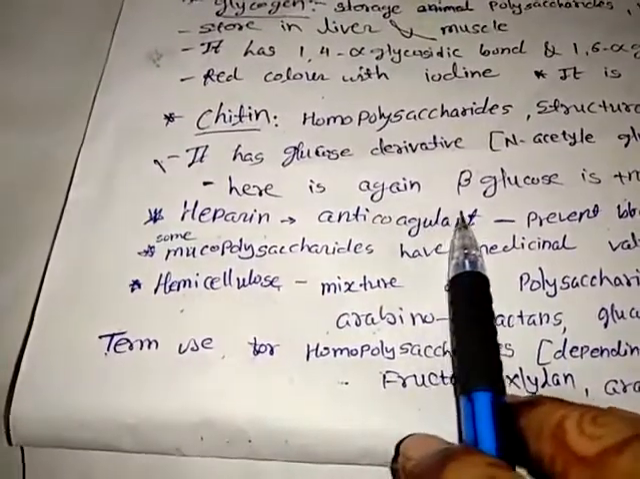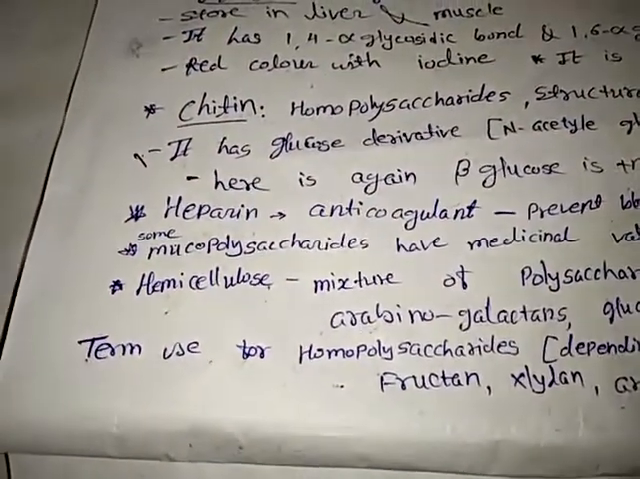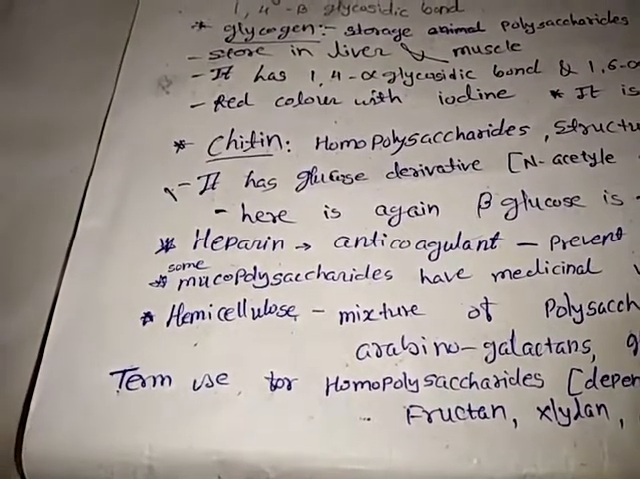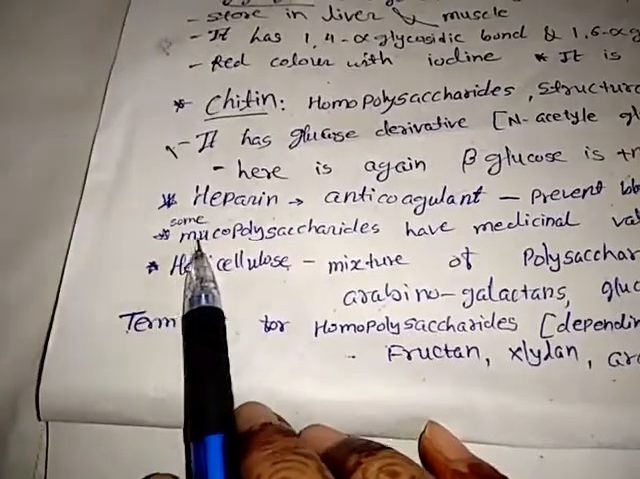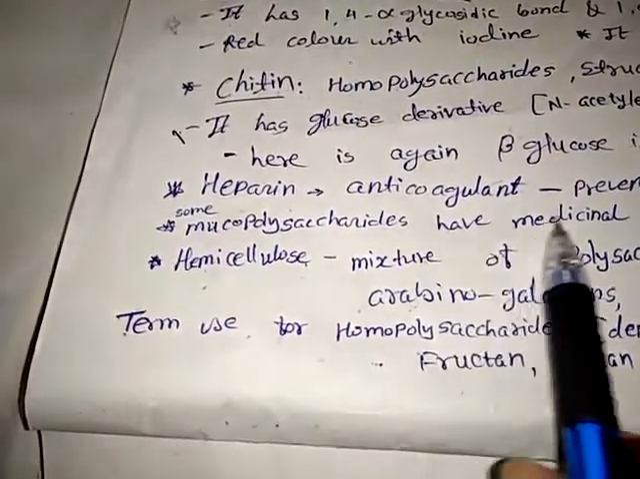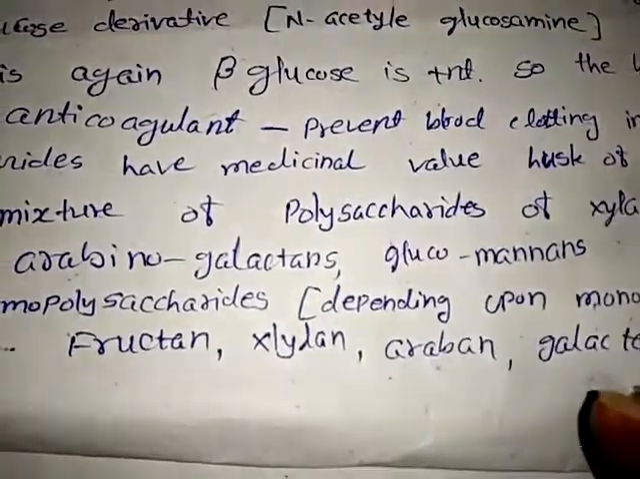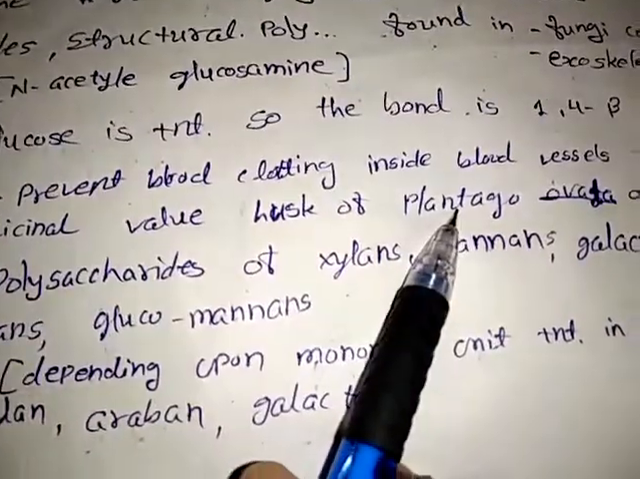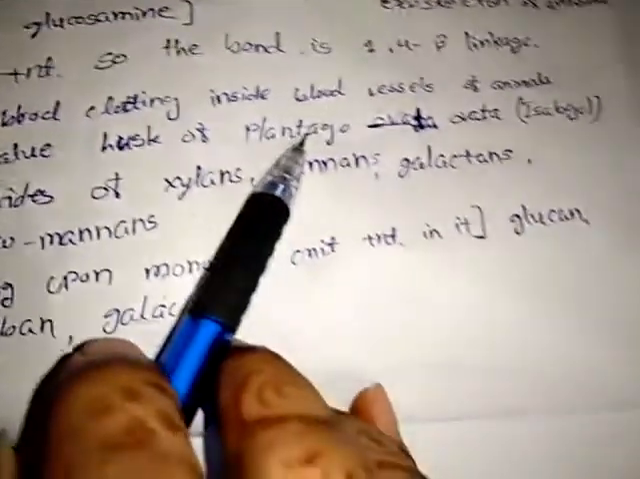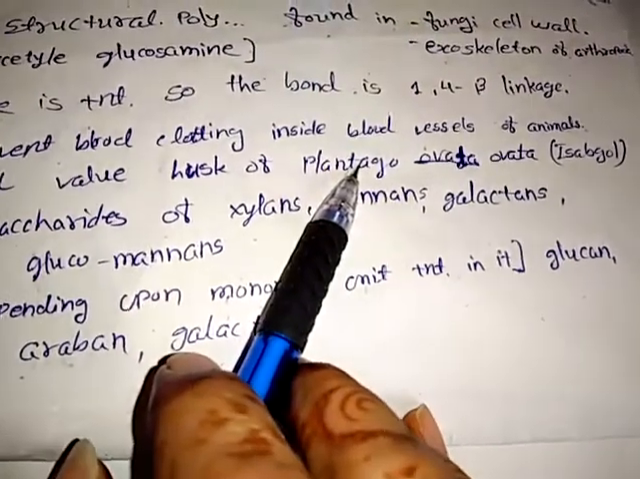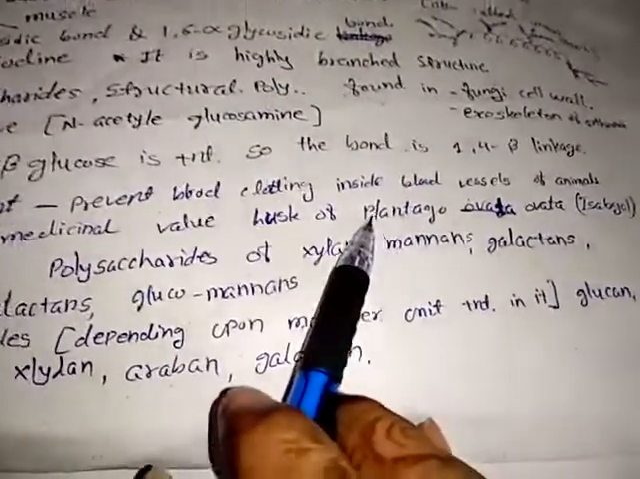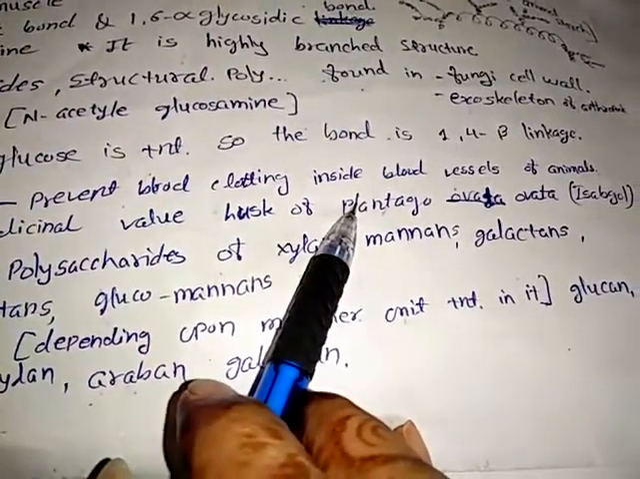Heparin is an anticoagulant present in blood vessels to prevent blood clotting in animals. Now some mucopolysaccharides have medicinal value. An example is the husk of Plantago ovata, meaning isabgol. We take isabgol to remove constipation. So its scientific name is Plantago ovata.